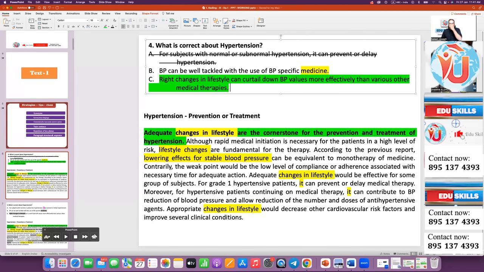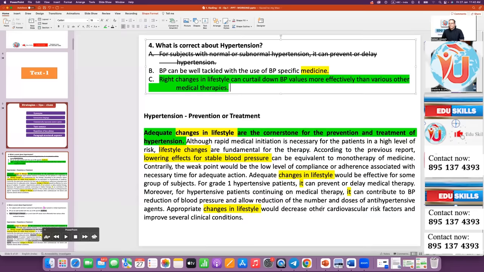No. This lifestyle changes is the keyword. Changes in lifestyle, and it occurs here. The second one is medicine. First one is grammatically inaccurate. Second one says medicine is the best cure. But third one says prevention is better than cure. And the topic sentence says adequate changes in lifestyle are the cornerstone for the prevention and treatment of hypertension. And again, it says lifestyle changes are fundamental for the therapy.